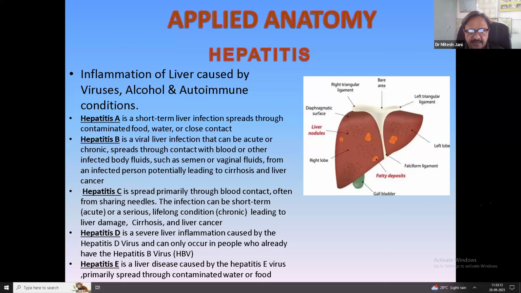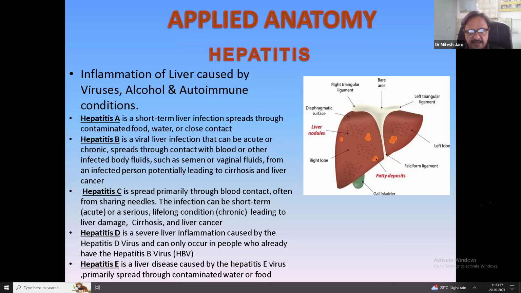Second is viral hepatitis B, which is most dangerous and may be acute or chronic, spread through contact with blood and other infected body fluids like semen or vaginal fluids from an infected person, potentially leading to cirrhosis and liver cancer.